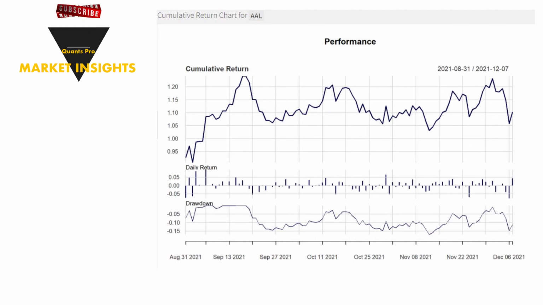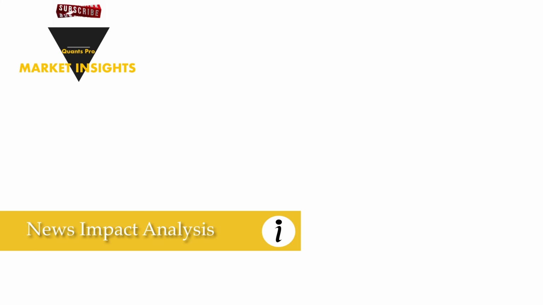As can be seen from this chart, the cumulative return shows volatility for the time period expressed in the chart. The point that should not be overlooked here is not the increasing share price, but the return. After the increases in the return were eliminated, the downward movement of the stock return was integrated into the chart with drawdown. One of the important analytics that QuantPro offers to its followers is news impact analysis.